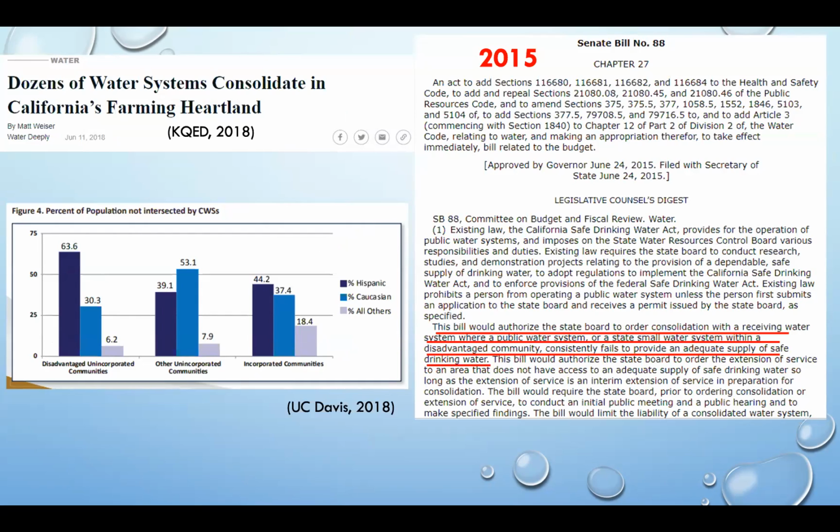It was enacted in 2015. I think only one community has triggered this system. It takes a while and it takes a lot of money to connect these systems, but it's important to do it. And even with the percent of population not intersected by community water systems, again, we're seeing these racial disparities with a higher percent Hispanic.